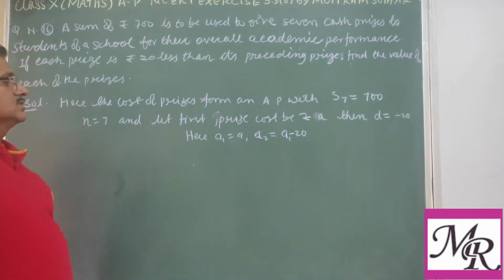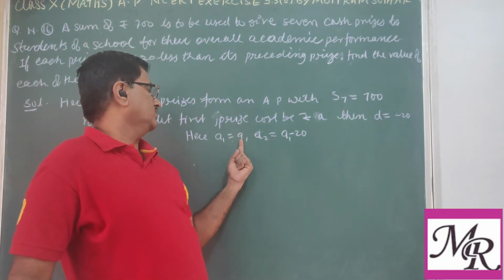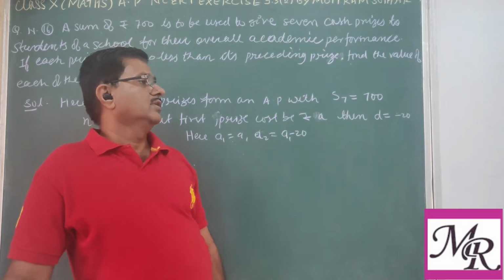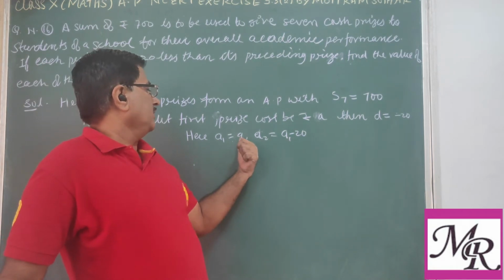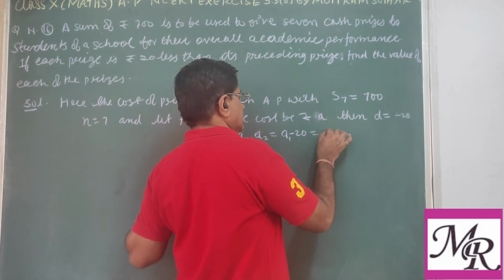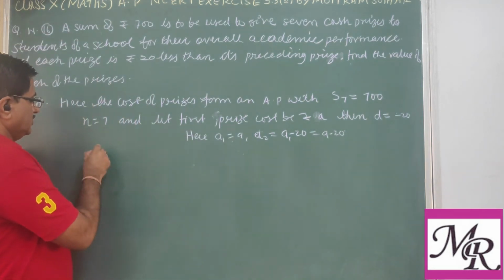A1 minus 20. So if you subtract this minus this, A1 minus 20 minus A1. So A1 cancels, we get minus 20. So we have an AP, and we want to find the value of A. Clear? Or A1 minus, so you can say A minus 20. Clear?